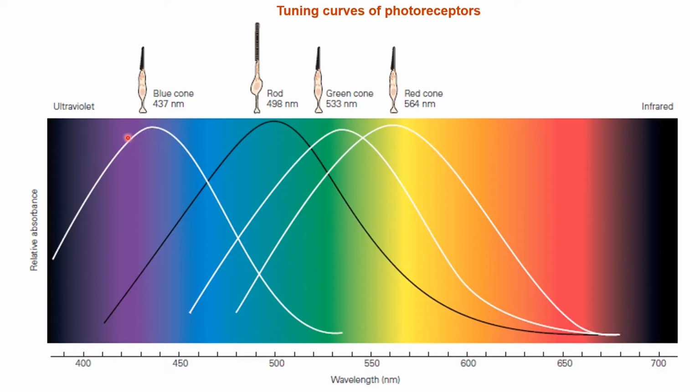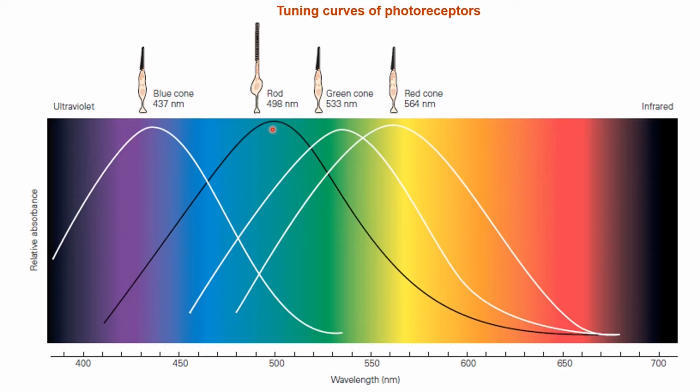The blue cone here is most sensitive to 437 nanometers of light, and then it has a relatively broad distribution around it. The green cones have their peak at 533 nanometers, which is around green, and then a wide distribution around it. And the red cones, although they are called red cones, their peak actually happens at 564 nanometers, which is yellow. But they're called red cones because these are the ones that are most sensitive to red colors.